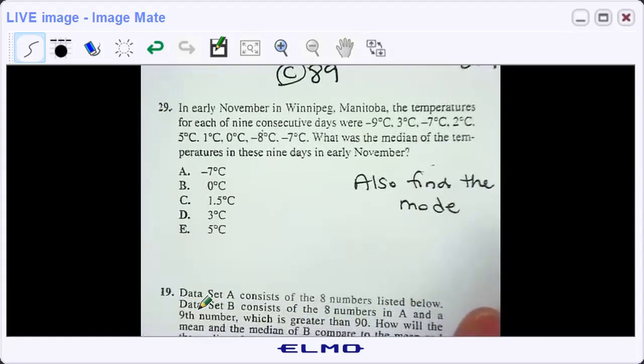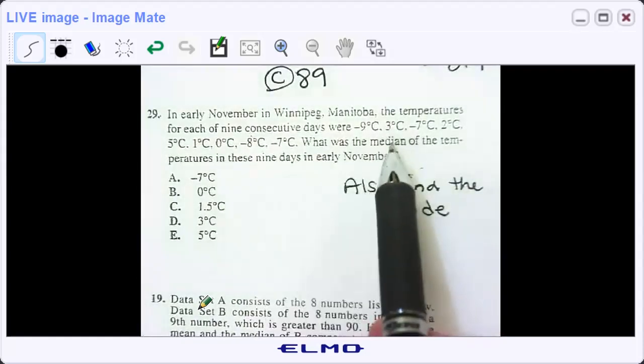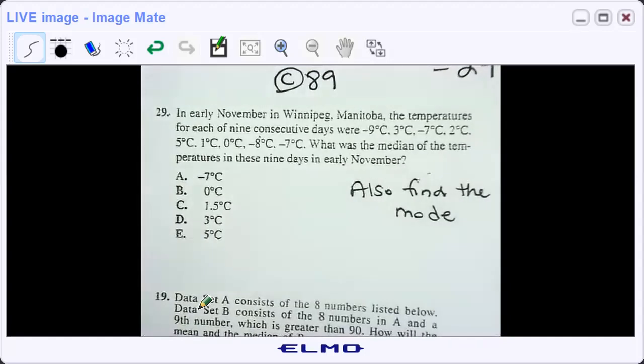You'll pause. And again, on this one, I also want you to find the mode. If the question is asking you to find the median, but I want you to do 2 things for this one so you'll get a little practice. All right, pause.